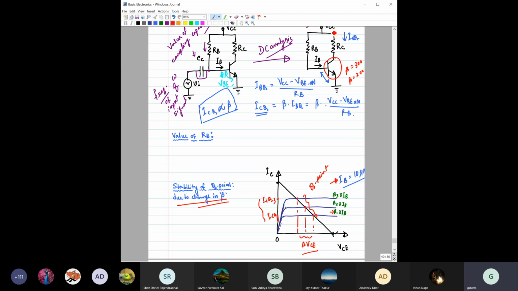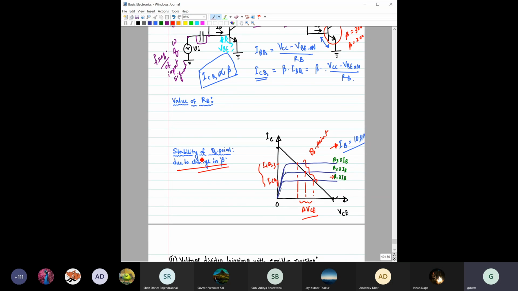You have to change the resistance, RC value once again. But we want to make the circuit such that this type of change will not impact the circuit performance much. Definitely it will impact to some extent, but we should try to reduce that. So I hope this point is clear to you, why this is not a very good way to bias a particular transistor.